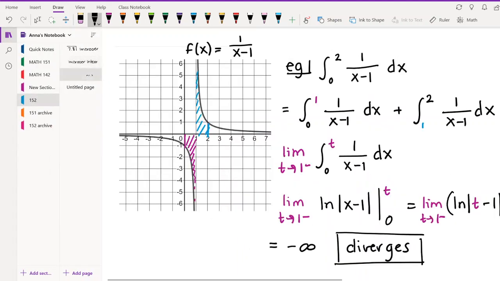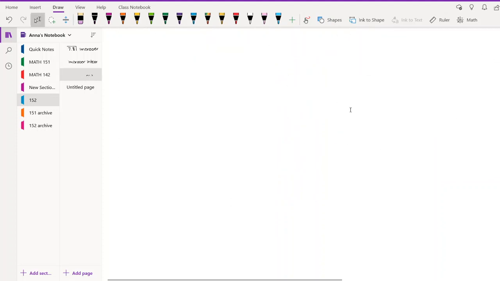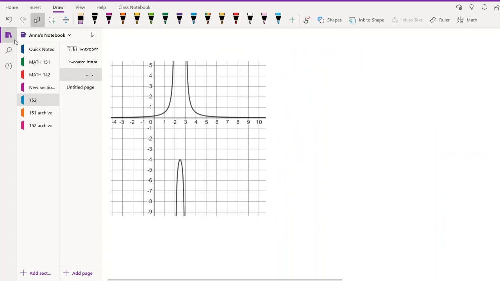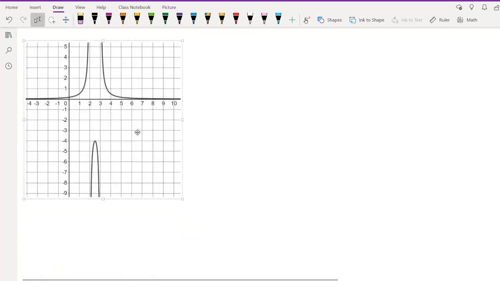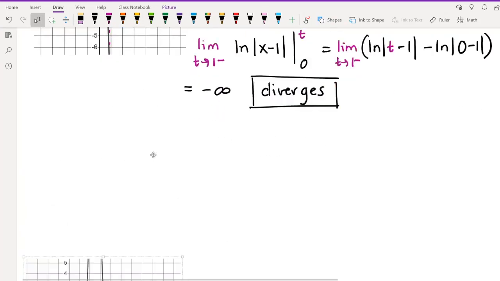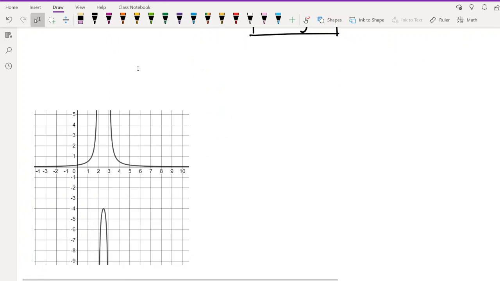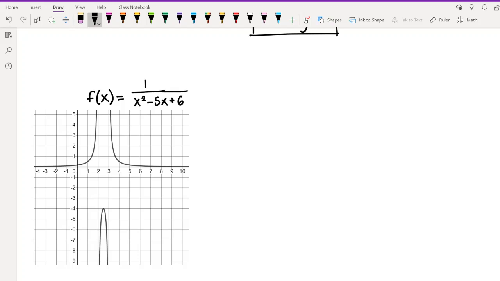Okay, so I want to do a couple more examples. I can't remember if it's on this page. Yes, okay. So this one's going to be a slightly more involved example, but it's really in a lot of ways similar to the one that we just did. So this is the function f of x is equal to 1 over x squared minus 5x plus 6. And what are we doing the integral of? We're taking the integral from 0 to 5 of this function.